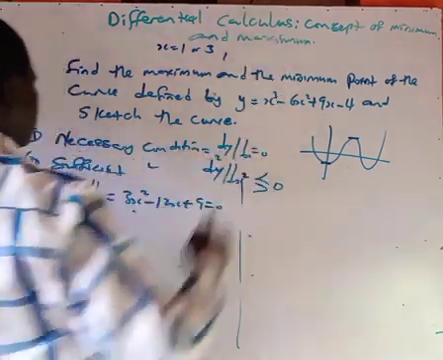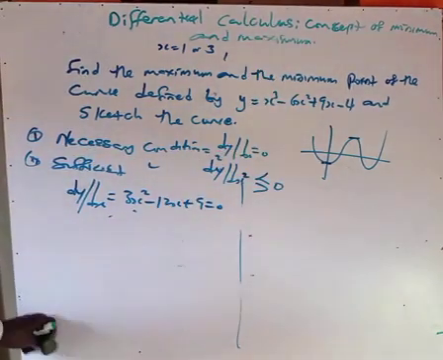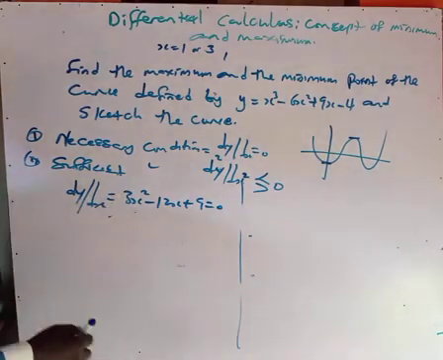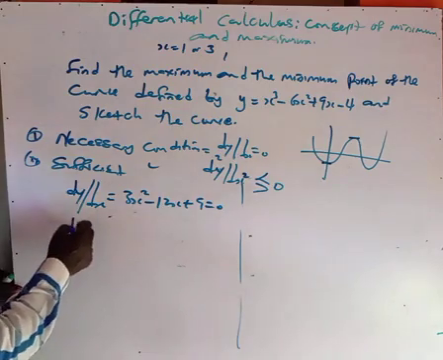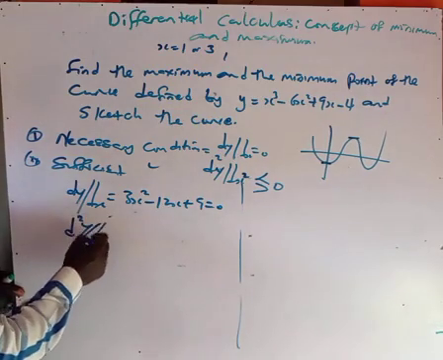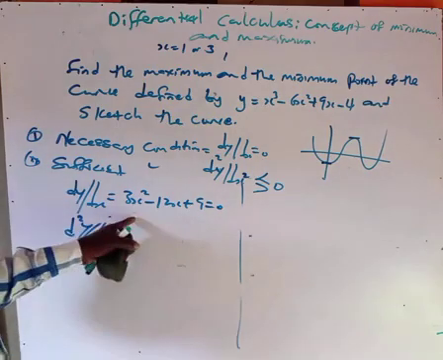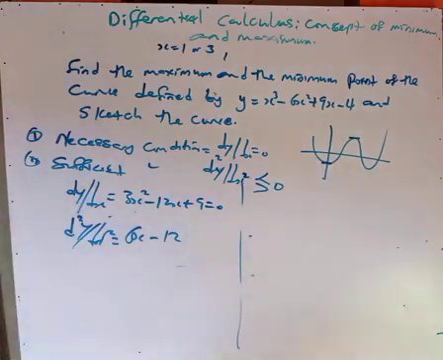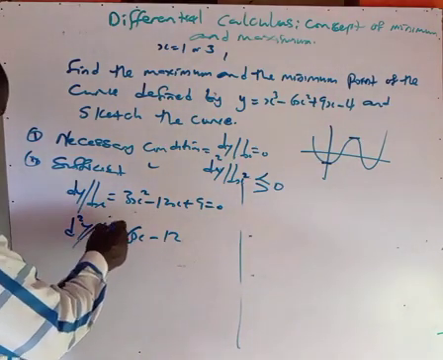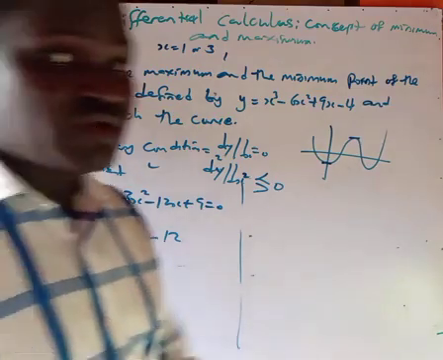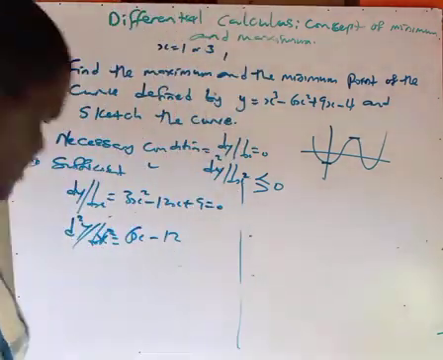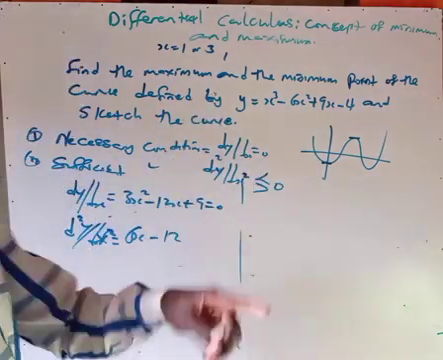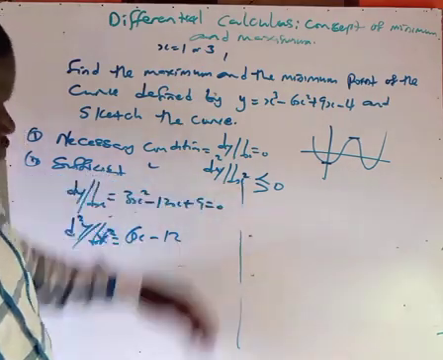So now the second condition, which is the sufficient condition, is taking the second derivative of this. So you will have d squared y over dx squared equal to the second derivative of this, 2 times 3 is 6x minus 12. So at this second derivative, this is what you have. Then you are going to test at what point this curve is minimum or maximum. So you get to know by this.